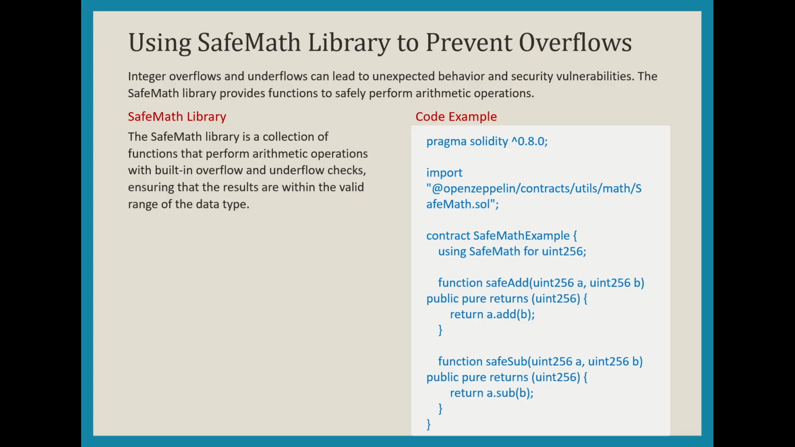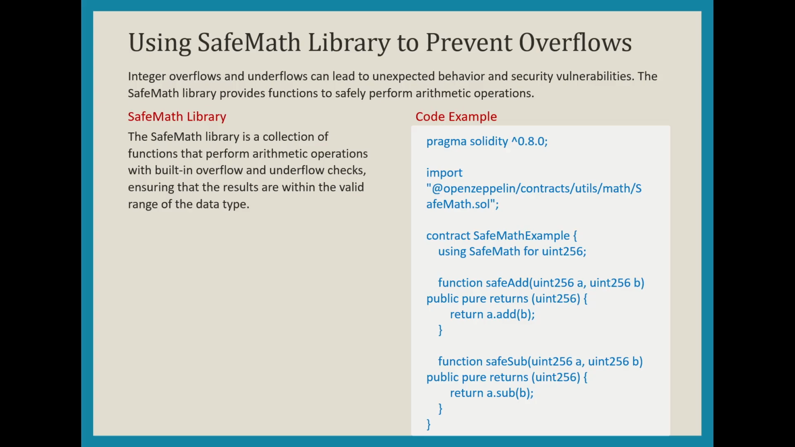Okay, so next we'll go through the code example. The first statement is the import statement. We import the SafeMath library from OpenZeppelin. This library contains safe arithmetic functions. The next is the contract declaration as shown. It defines a contract named SafeMathExample. Then we are using the directive. This declares that the contract will use the SafeMath library for uint256 operations.